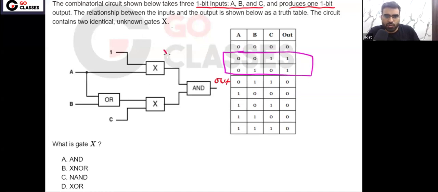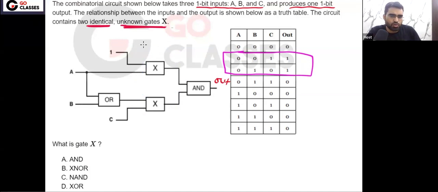The question is saying that you have identical unknown gates. Identical unknown gates X. What is this X? Is this an AND gate? Is this an XOR gate, XNOR gate? Is this a NAND gate? What is this? Very simple question. Understanding this question is very easy. Agree with me? Very simply, you can understand that this X is an unknown gate. These are two identical unknown gates.